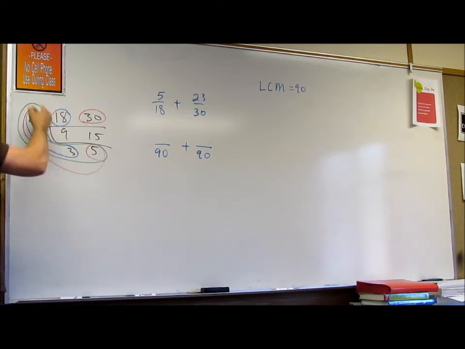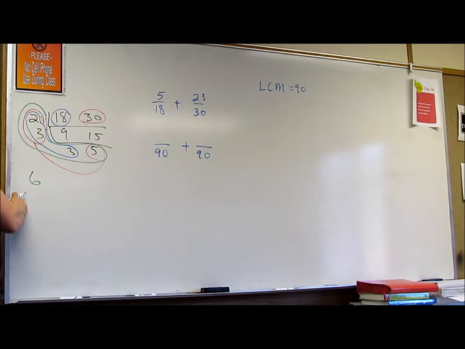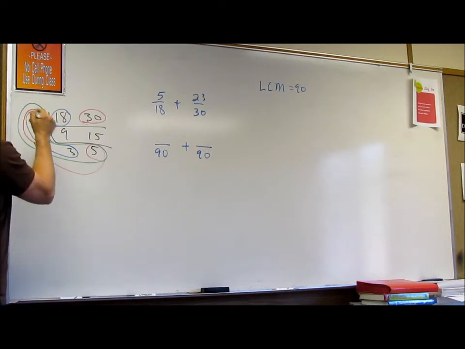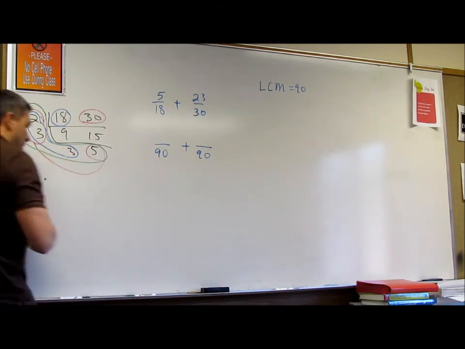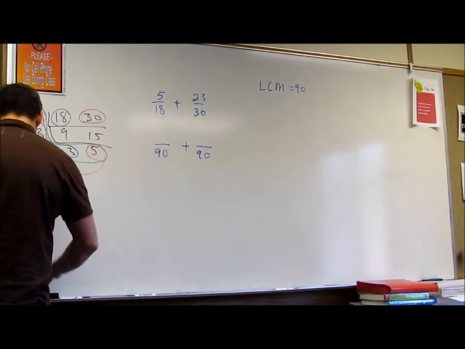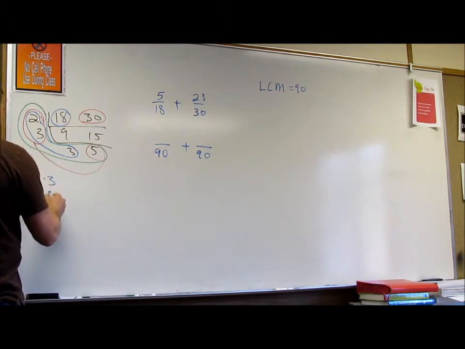Well, the GCF's in both of them, right? The GCF, in this case, is 6. Right? And that's in both of them. But what isn't in both of them, in one of them, is the 3. So let's do that in blue. So that's going to be 6 times 3, which is 18, right?